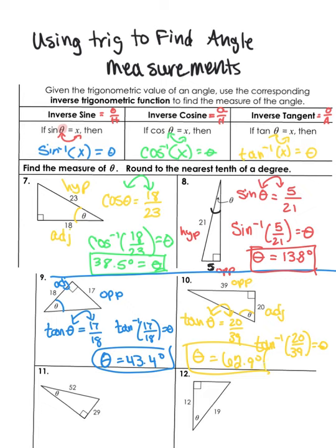Two more. So opposite and hypotenuse, which is my sine function. So the sine of theta is equal to my opposite over my hypotenuse. Do the inverse function. So the inverse sine of 29 over 52 tells me that my theta is equal to 33.9 degrees.